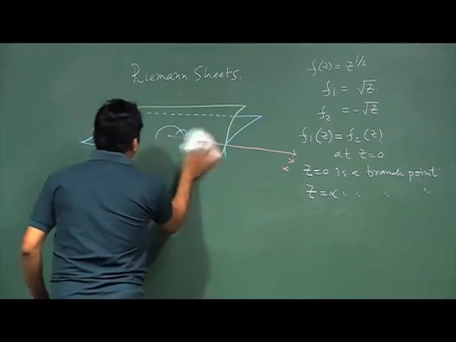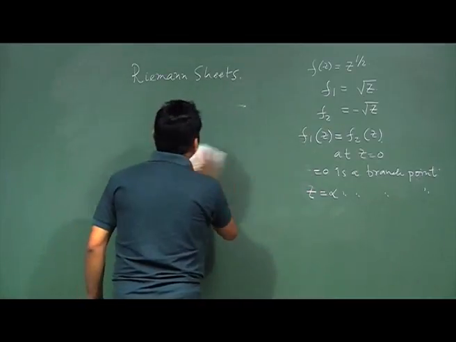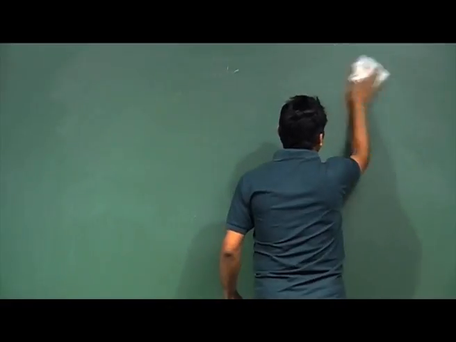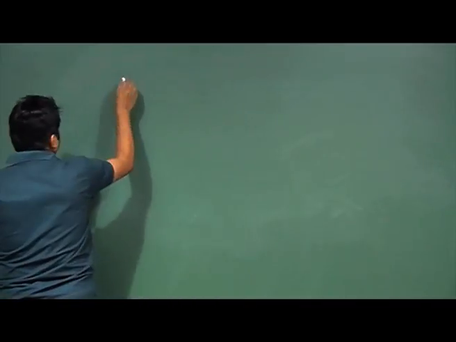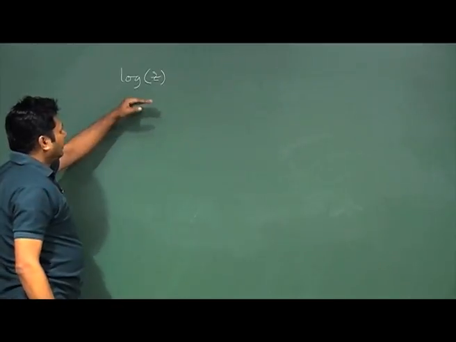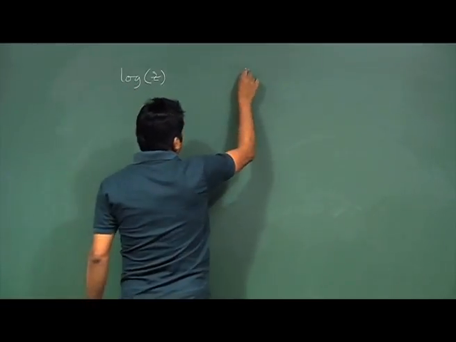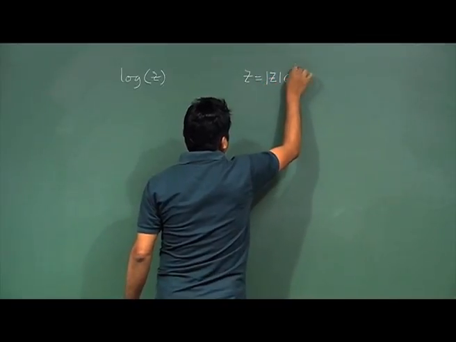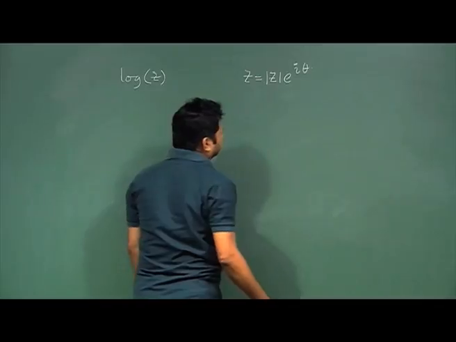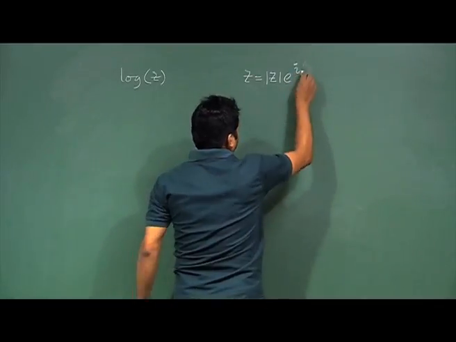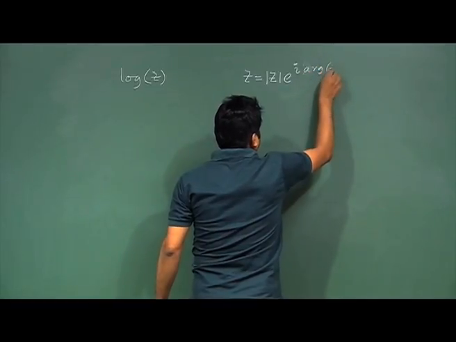So, now we have a rough idea about the meaning of branches and multivalued functions. Let me go on with another very interesting and important example, that is log of z. Again, z is mod z e to the power i theta, where theta is the principal angle, or rather I should write it as the argument of z.